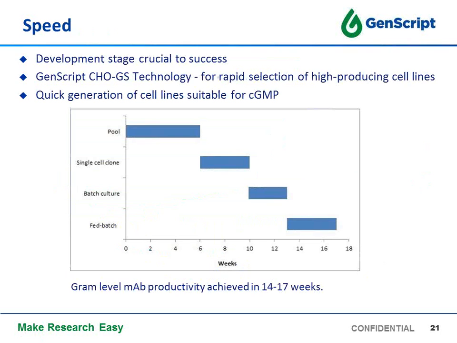The speed at the development stage of any biotechnology project is also quite crucial. So the CHO-GS system allows for rapid selection of the high yield cell lines during the first screen. So you could even get higher yields through media and process optimization, and the significantly reduced time required to generate a cell line is suitable for the GMP process. So gram level recombinant antibody production could be achieved in 14 to 17 weeks, as shown in this graph.